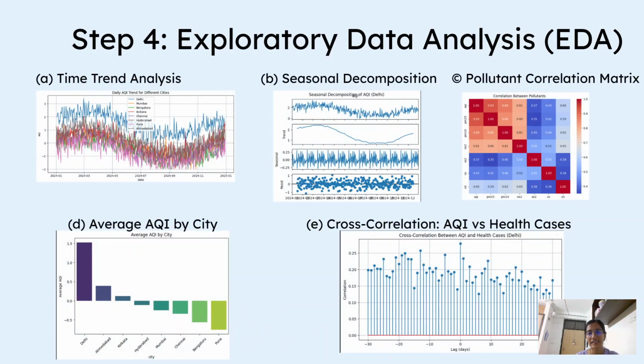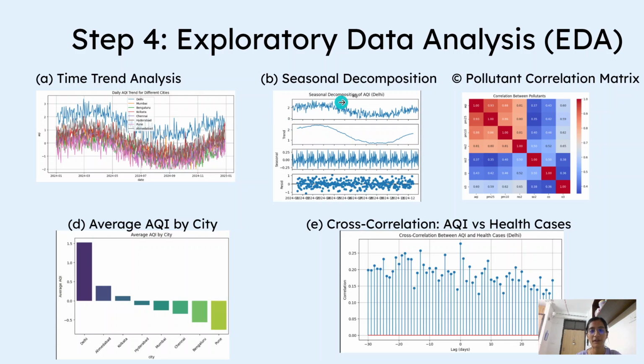Moving forward to the fourth step, which is exploratory data analysis, EDA. In this, we plotted five graphs. Our first graph is time trend analysis. In the time trend analysis, we can see that AQI fluctuates daily. This is the monthly data. It fluctuates daily with very high peaks in winters, and some cities like Delhi show a higher pollution level.